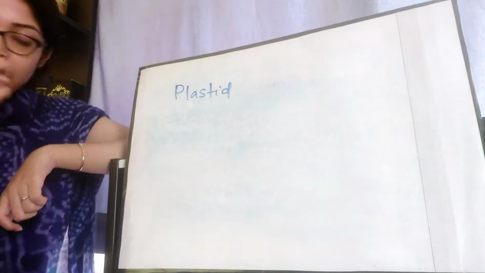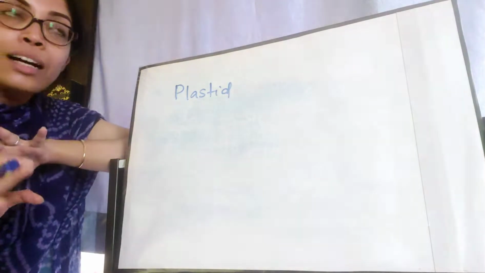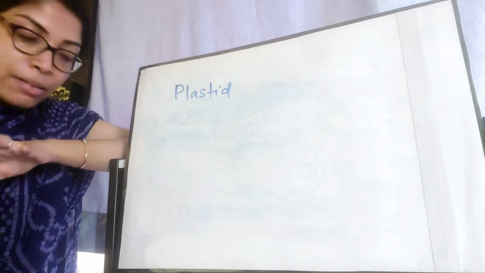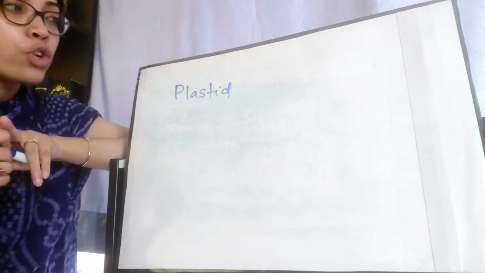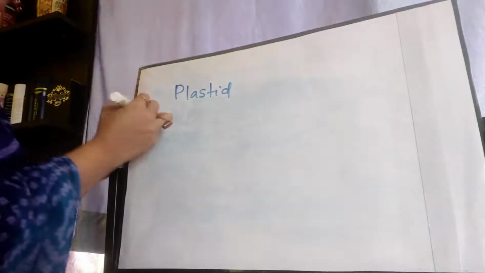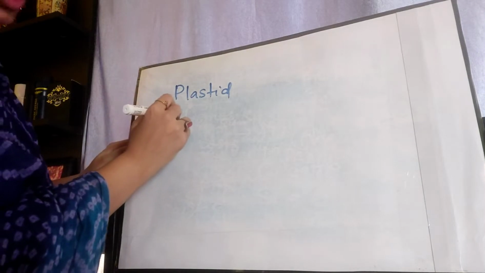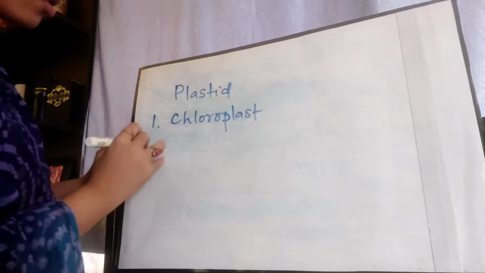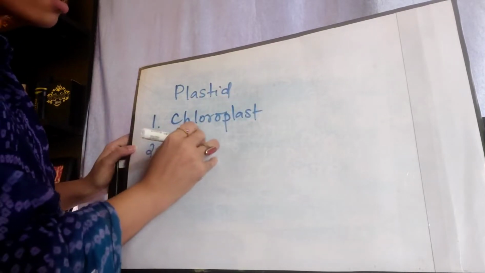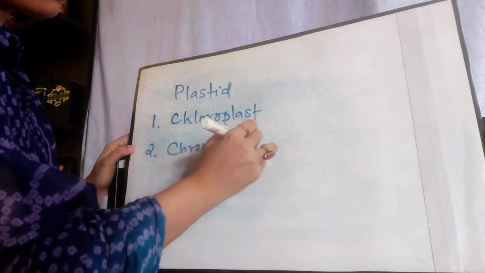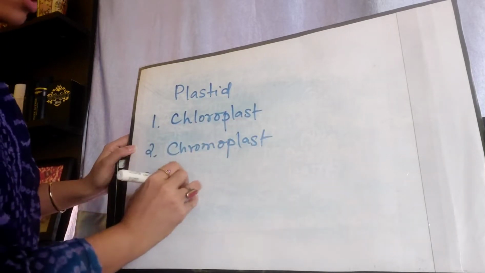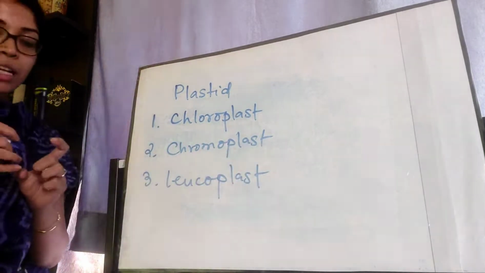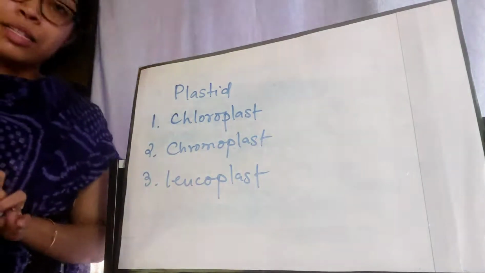Now this was the definition. We had an overall idea about how plastids are, how they look, what is their main function. Now we are going to talk about the types of plastid. What are the three main types of plastid? Chloroplast. You all have heard about chloroplast. Next is the chromoplast. Third one is the leucoplast. Chloroplast, chromoplast and leucoplast, these are the three types of plastid.